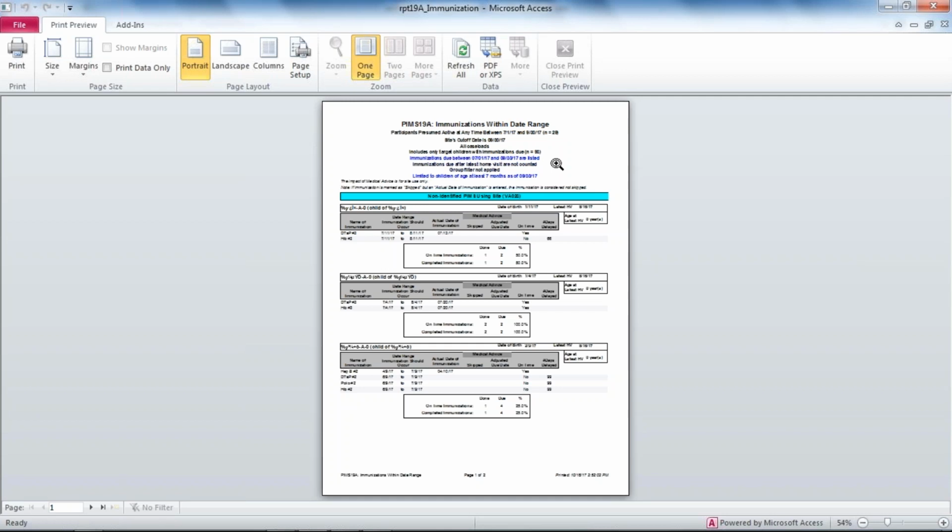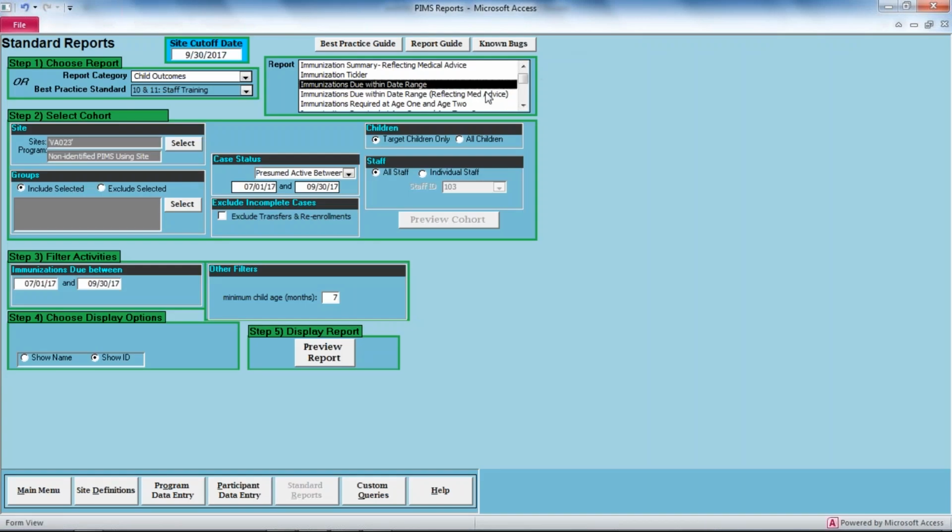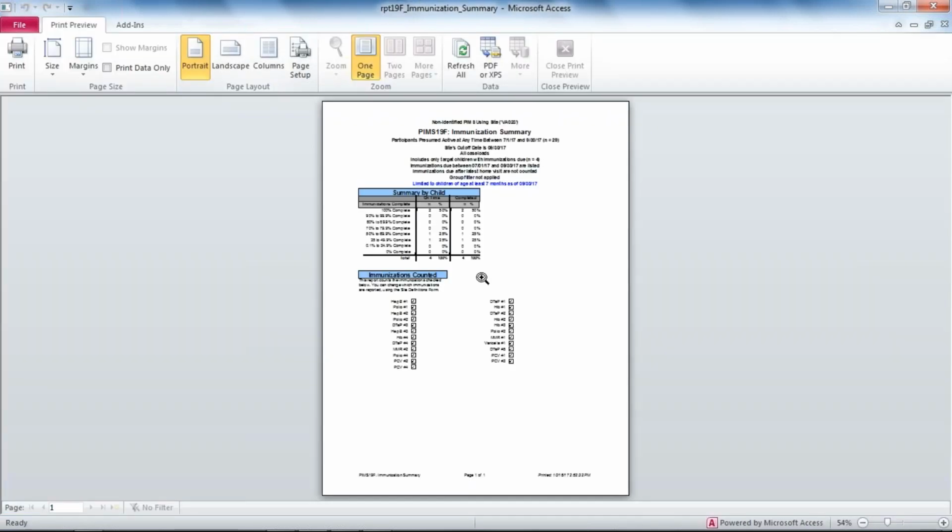I'm sorry, I need to run the summary, not the immunizations acquired at age 1 or 2. Right, the immunization summary. Sorry, just confused myself there.